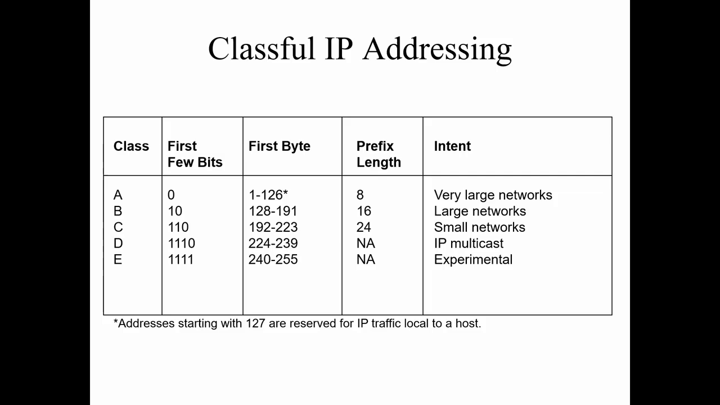Again, these are the predefined lengths here, so that's going to be a slash 8, slash 16, or a slash 24. With classful addressing, you couldn't modify them. You were stuck with those. So what that means is binary: 2 to the power of 8 yields how many addresses?